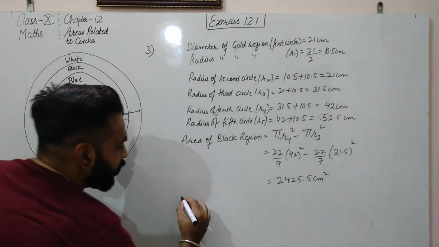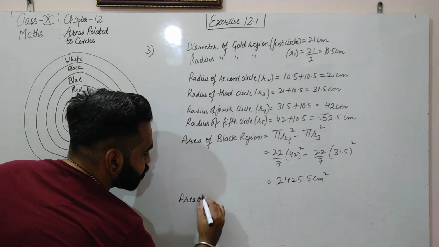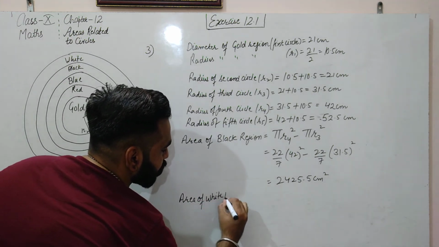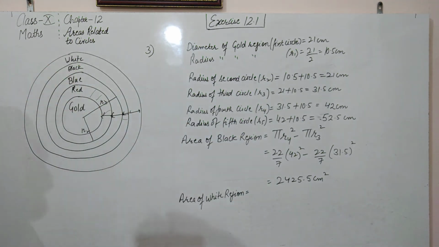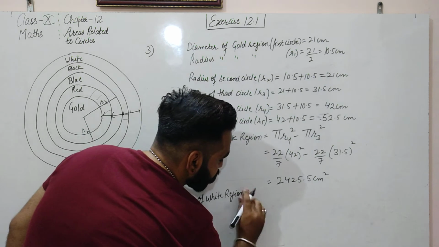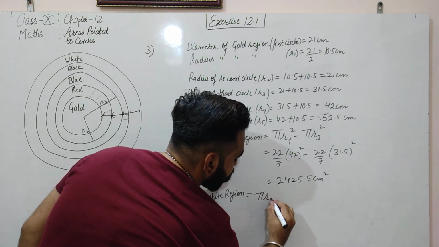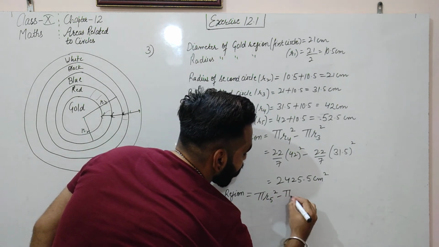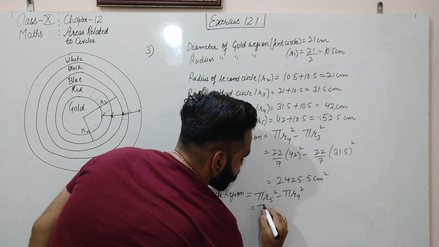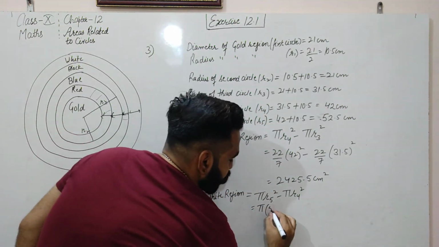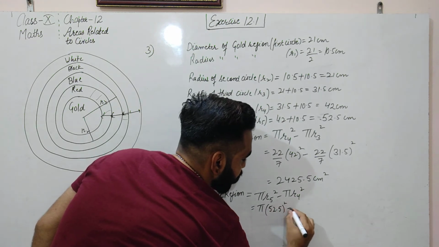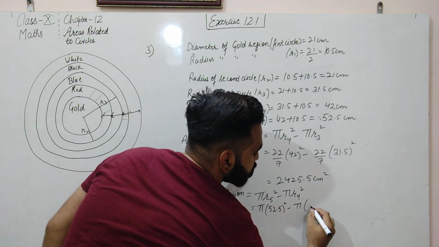You can further find area of white region. That means area of the fifth circle minus area of the fourth circle. So this will be equal to pi r5 square minus pi r4 square. That means pi, what is r5? R5 is 52.5 square minus pi r4 is 42 square.